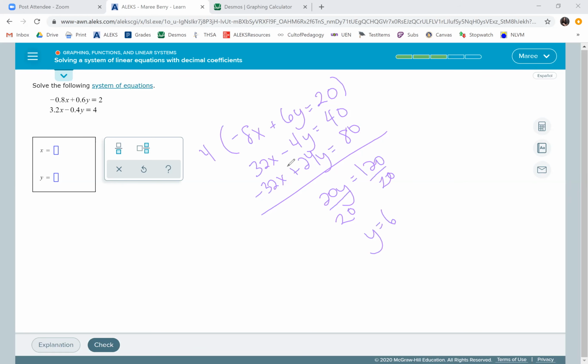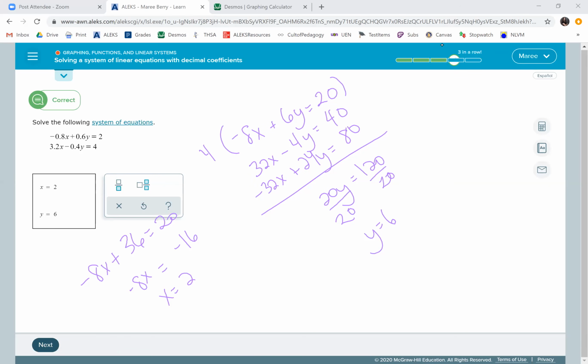We'll plug that into, let's just do this first one. So -8x plus, what's 6 times 6? 36 equals 20. When I subtract 36, I get a -16. -8x, so x equals a +2. So x is 2 and y is 6. Okay, that's the end of the lesson.